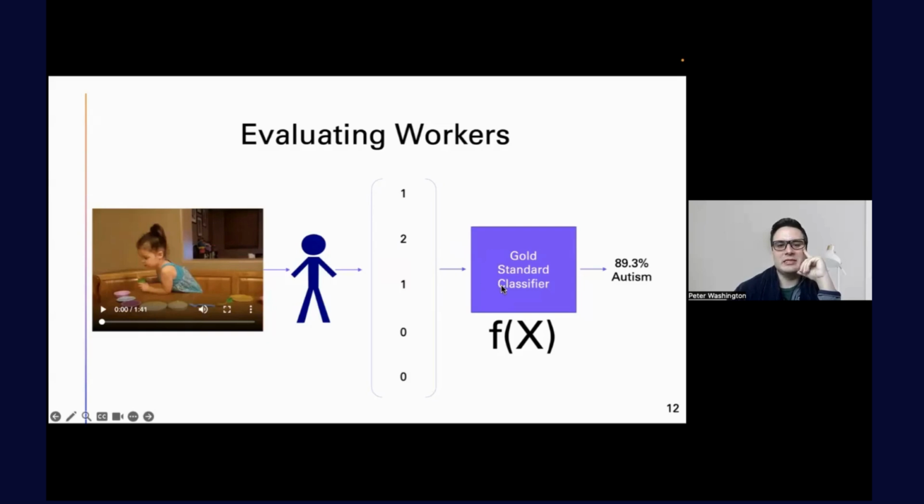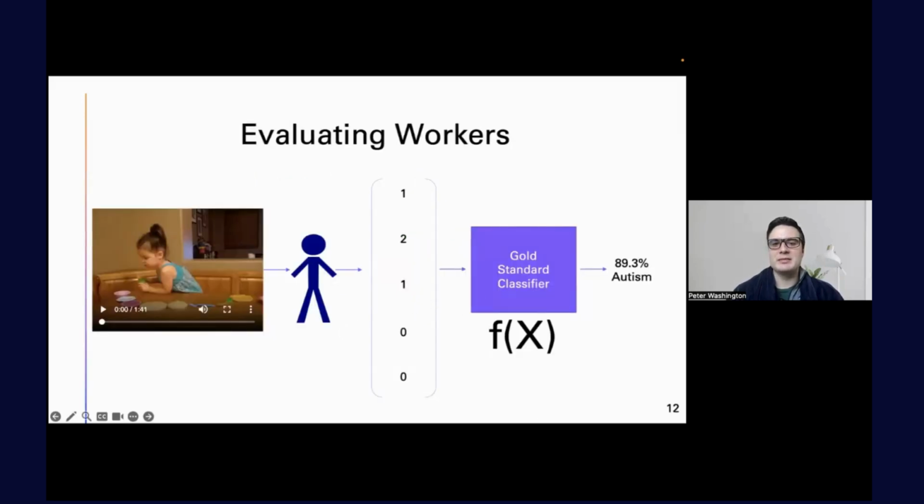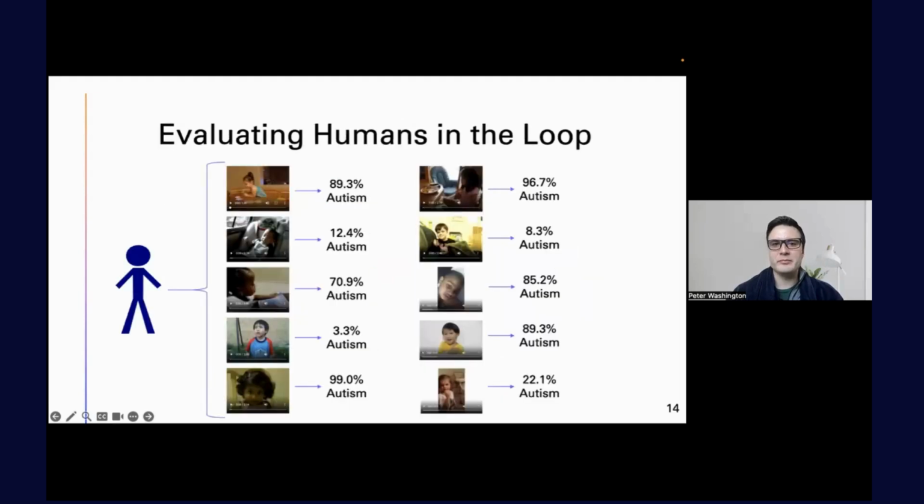Well, how do we get this gold standard classifier? Well, I already told you we have these data sets of clinician-filled questionnaires. And so we can take those and train the gold standard model and then feed the crowd responses into that gold standard model. And then we could have each crowd worker watch a bunch of videos, some of which are of a child who's diagnosed with autism and others that are not, and then go through this whole process. What is the AI model output? And we could compare that to the true values and essentially evaluate workers.